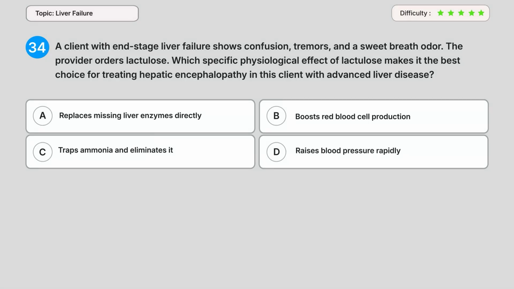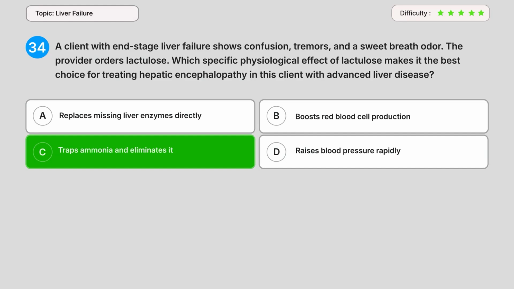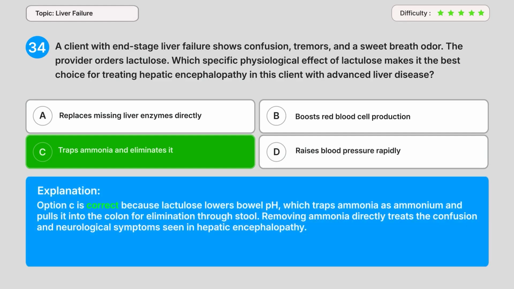Correct answer, C. Traps ammonia and eliminates it. Explanation. Option C is correct because lactulose lowers bowel pH, which traps ammonia as ammonium, and pulls it into the colon for elimination through stool. Removing ammonia directly treats the confusion and neurological symptoms seen in hepatic encephalopathy.